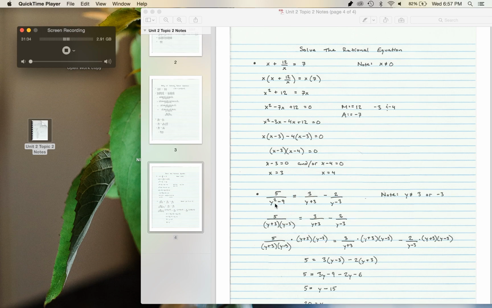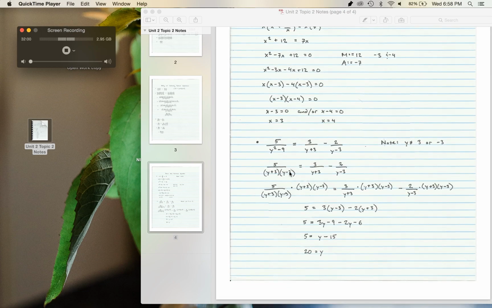Similarly, if I plug 3 in here, 3 squared is 9 minus 9, that's 0, so still no good. And negative 3 squared is also positive 9 minus 9 is 0. So it looks like 3 and negative 3 are all of the values for which this equation is undefined. So we'll want to make a note of those values.